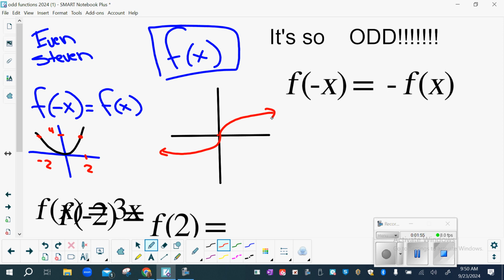So it's odd. And here's what happens with odd. If I plug in a number like 2, maybe I'm going to get 3. Yay. 2 gives me 3. But here's what's cool. If it's odd, if I plug in -2, I get -3. So what happens that's new is if it's even, you plug in a negative, you get the same number. But if it's odd, you get the opposite answer.